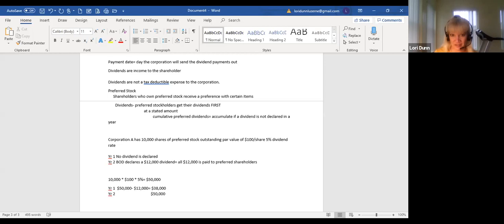We call these dividends in arrears. They're not a liability to the corporation. They're just saying that when the dividends are declared, that much of the money first goes to the preferred shareholders. So watch what happens in year three. Now year three, let's make this a good one. The board of directors declares a $200,000 dividend.